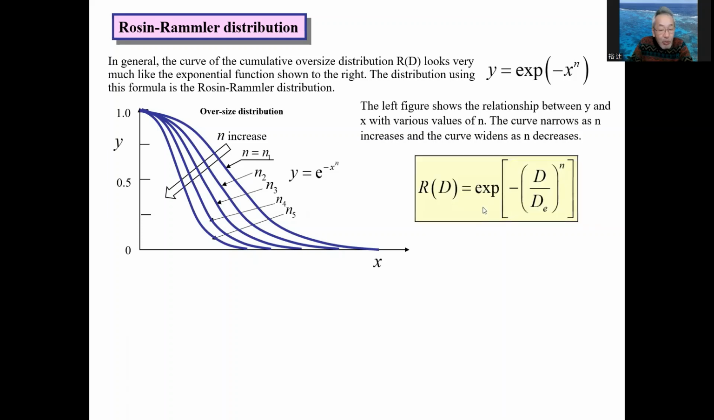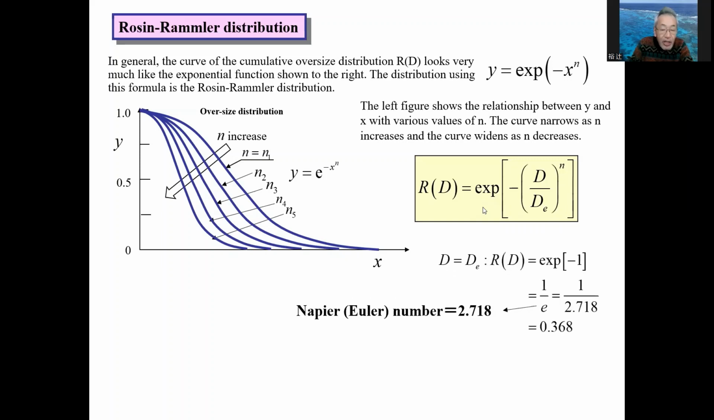In the Rosin-Rammler distribution, the cumulative oversieved distribution R(D) is given by the equation in the yellow frame. The symbols DE and N are parameters. As I just said, N indicates whether the distribution is broad or narrow. DE is the particle size used to make the size D dimensionless. In the RR distribution, if D equals DE, then R equals 1 over e.